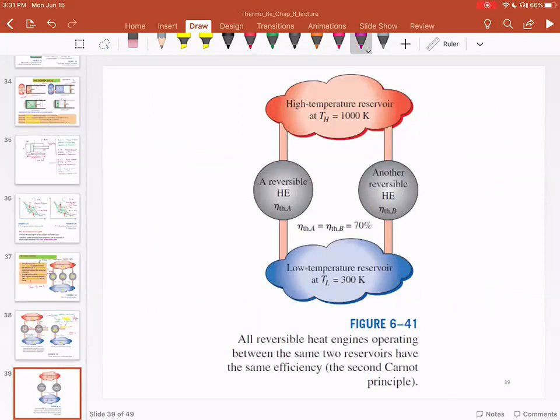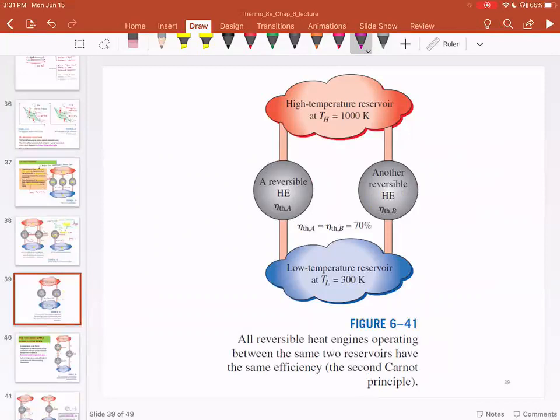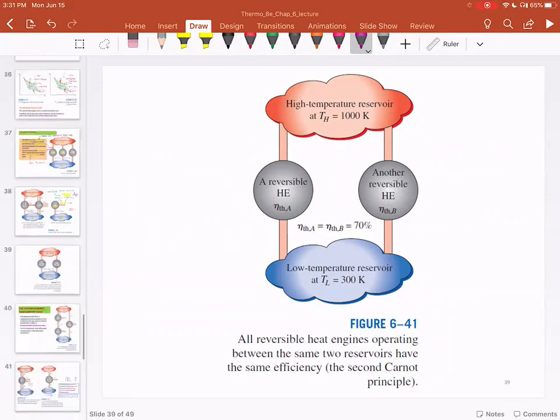And the second Carnot principle: you can have two reversible heat engines with different efficiencies, which means one heat engine would generate more work compared to the other. And what you could do is bypass the reservoir completely, which means if the second Carnot principle is violated, that leads to the violation of the second law of thermodynamics. That means that Carnot principles cannot be violated.